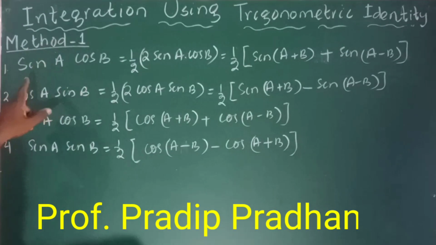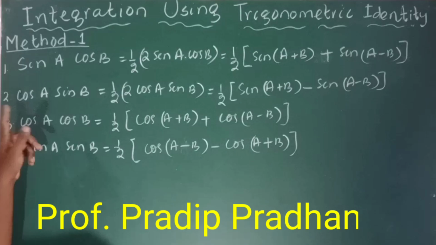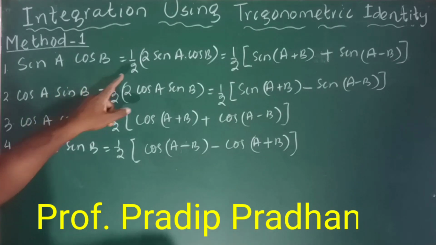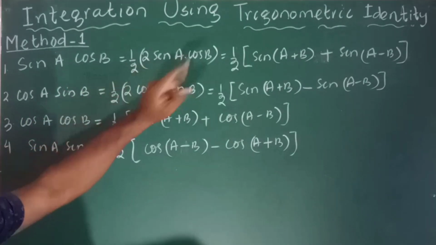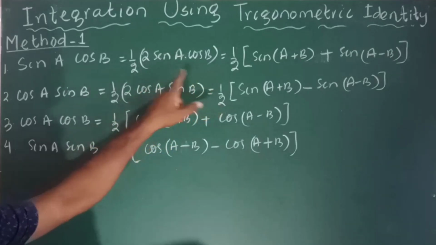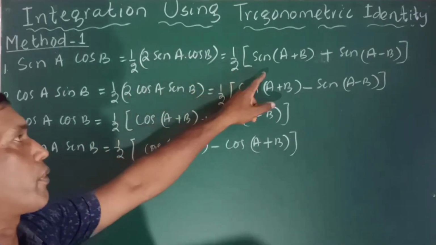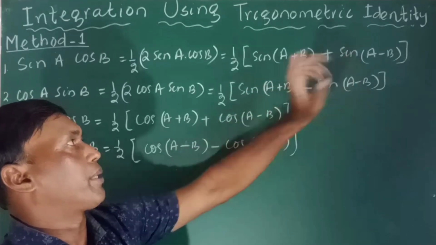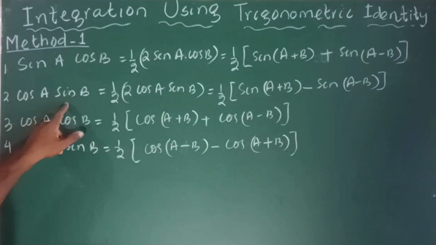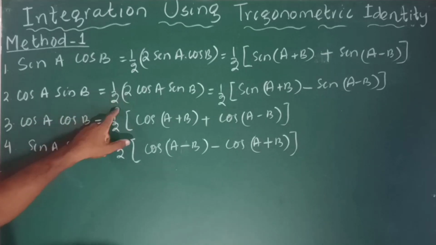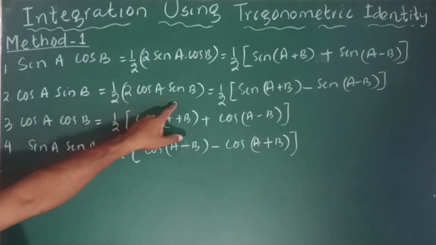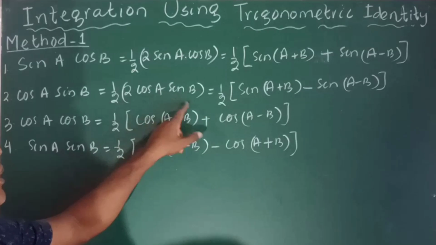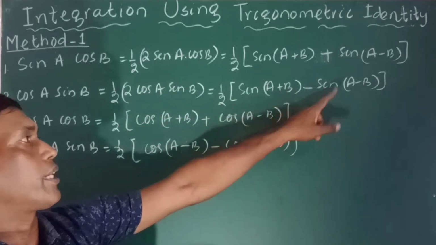Method 1: suppose you are given sin A into cos B. Sin A cos B is half of 2 sin A cos B, and from trigonometry we have the formula: this is half of sin(A plus B) plus sin(A minus B). Similarly, cos A into sin B is half of 2 cos A sin B, which is half of sin(A plus B) minus sin(A minus B).